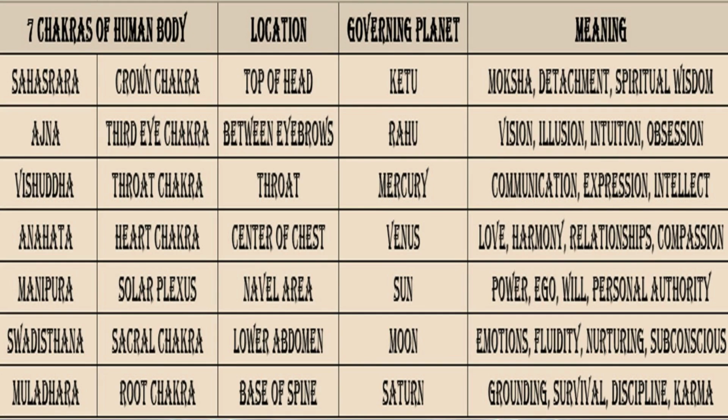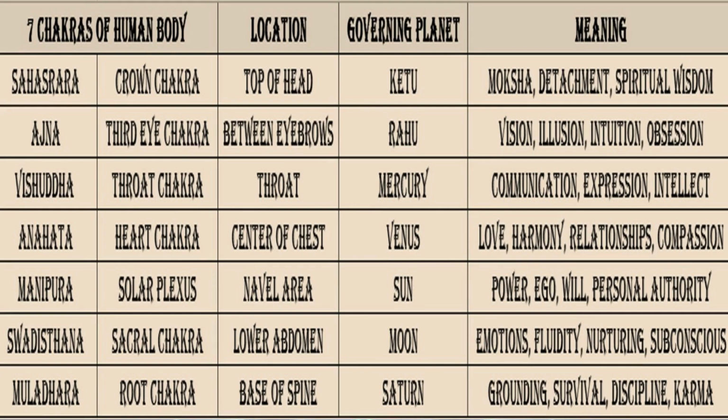The crown chakra, or the Sahasrara, is ruled by the planet Ketu, or the South Node, whose role is liberation, detachment, moksha. Ketu is the mystic. It leads to enlightenment, cutting off worldly attachments.